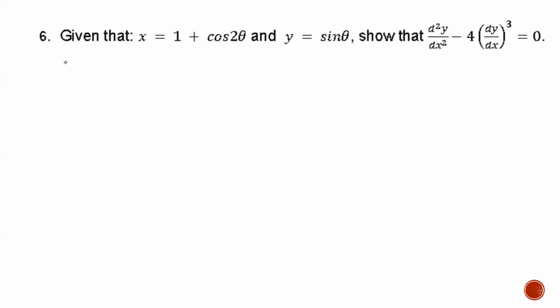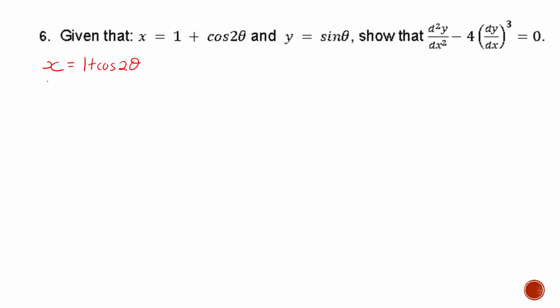Okay, we're going to start from the beginning, step by step, slowly, so that we all understand and are at par. Given that x is equal to 1 plus cos 2 theta and y is equal to sin theta, show that d squared y over dx squared minus 4 (dy/dx) cubed is equal to 0. So I'm going to start. We have x is equal to 1 plus cos 2 theta.